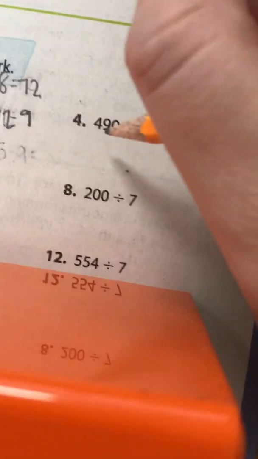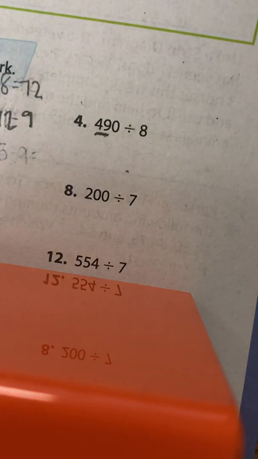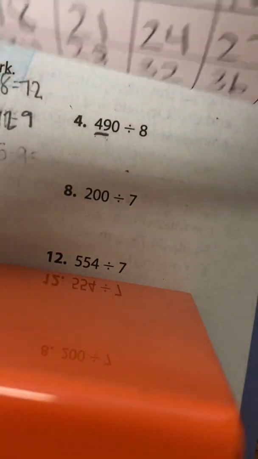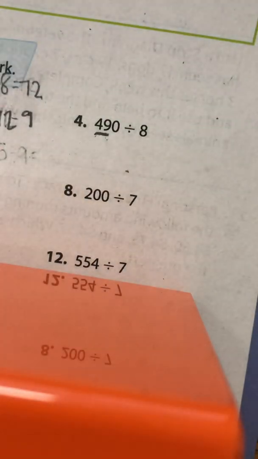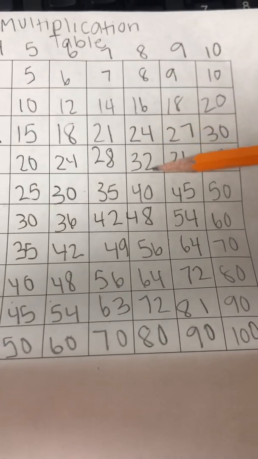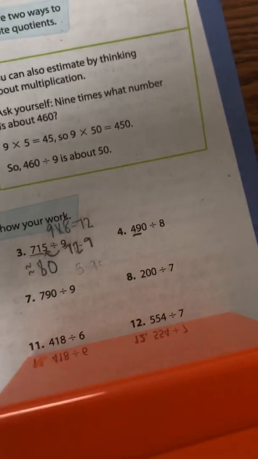Okay, there we go. I have 490 divided by 8. I'm going to look at the first two digits. Using my multiplication table, I'm going to look at my 8s, and I'm going to see how many I need to go down to get close to 49. If I look at my 8s, 1, 2, 3, 4, 5, 6, 48 is really close to 49. That's as close as I can get, and that was 8 times 6 is 48.